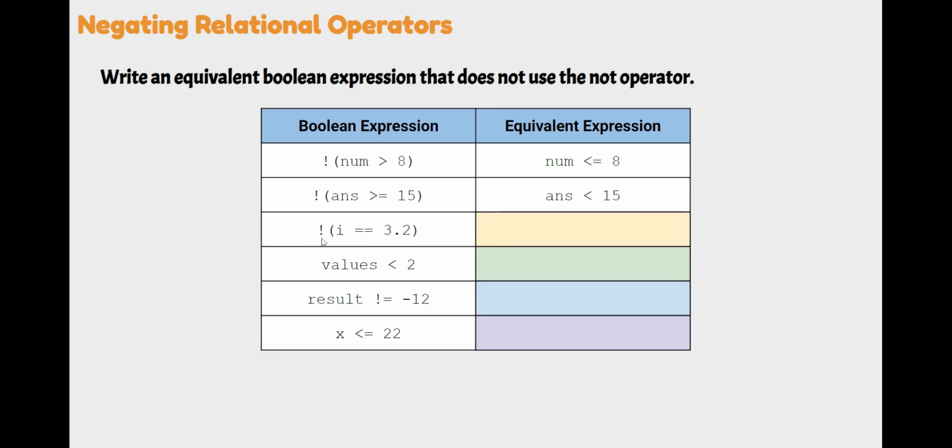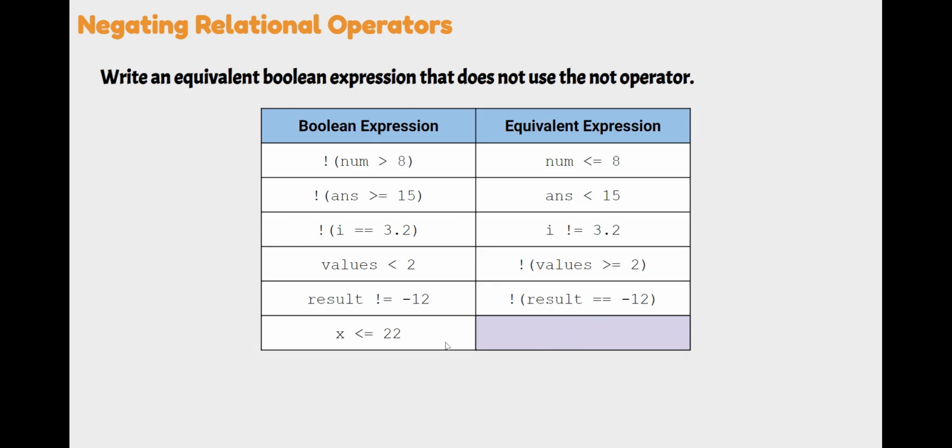Our third example, we do not want I values that are equal to 3.2. The equivalent Boolean expression, we want I values that are not equal to 3.2. Fourth Boolean expression, we want values that are less than 2. That means we don't want values that are greater than or equal to 2. The fifth Boolean expression, we want results that are not equal to negative 12, which means we don't want results that are equal to negative 12.